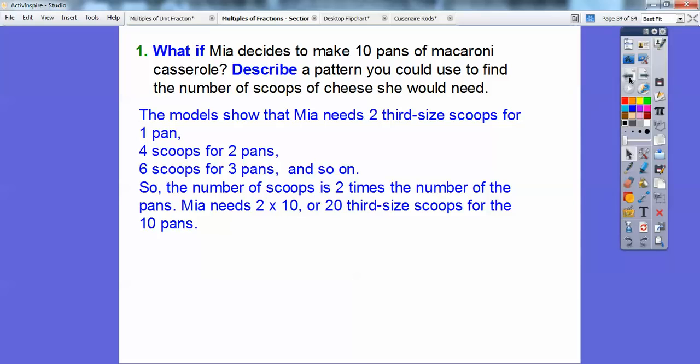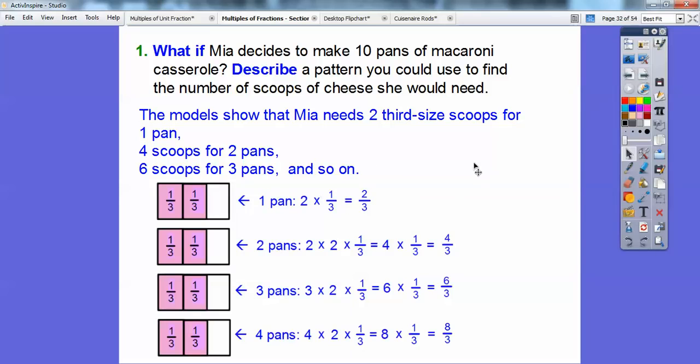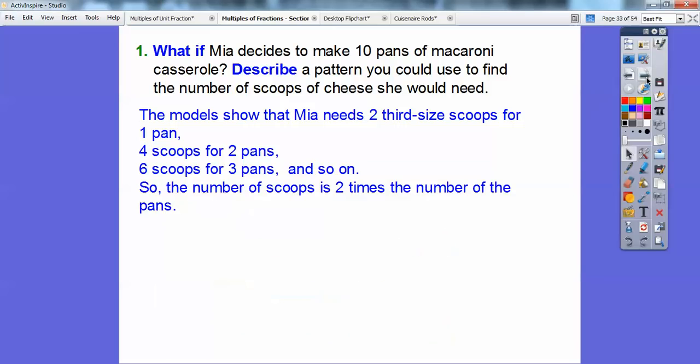So let's keep going. Let's go back here. So they kept doubling. So there's 4 third size scoops. Here's 4 third size scoops. Here's 6 third size scoops on 3 pans. With 4 pans, it made 8 third size scoops, which was 8/3, so it was always times 2. So the number of scoops is 2 times the number of pans. So Mia needs 2 times 10 or 20 third size scoops.